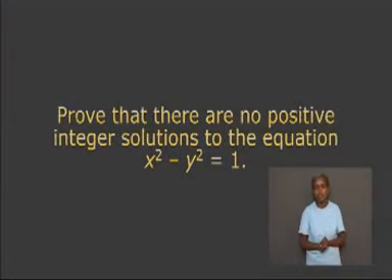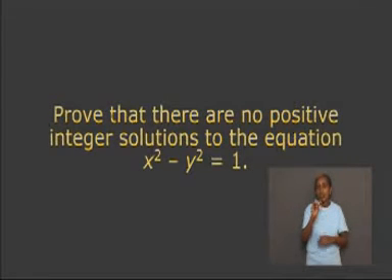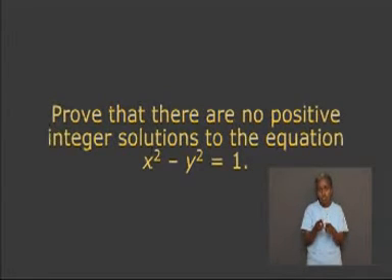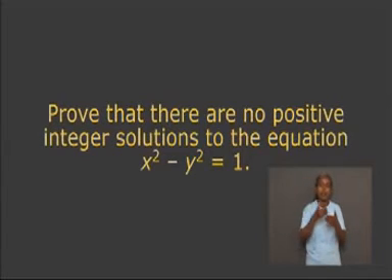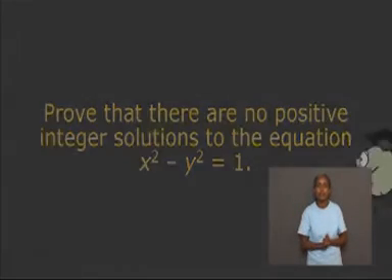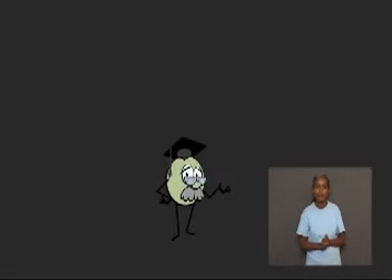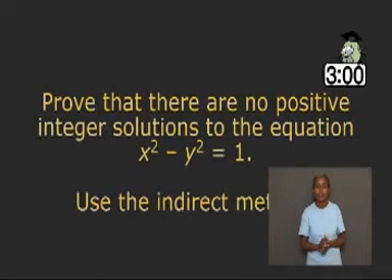Now, let us try applying the indirect method. Prove that there are no positive integer solutions to the equation x squared minus y squared equals 1. Students, let's get ready. Begin.